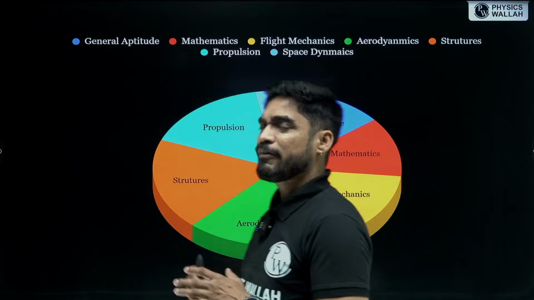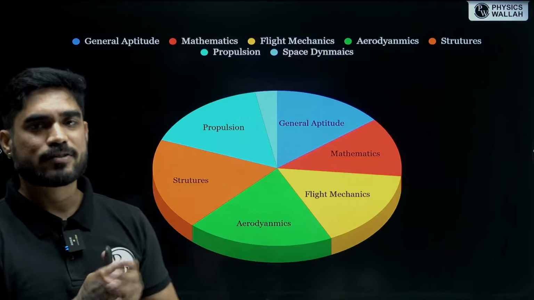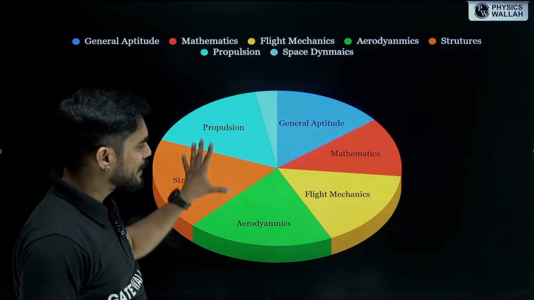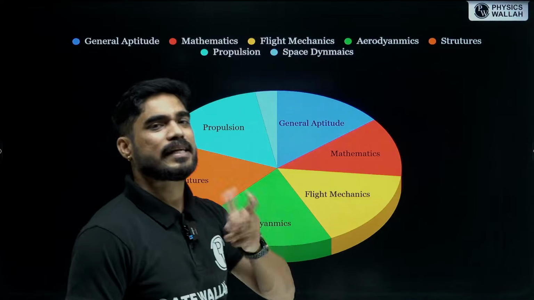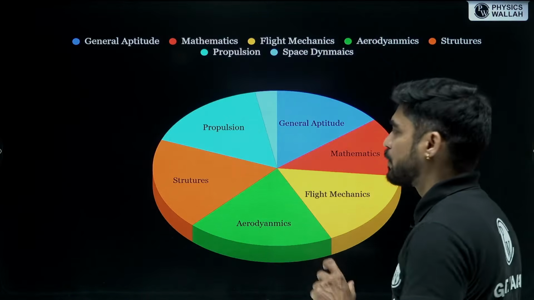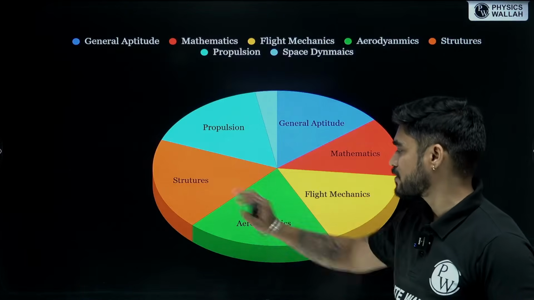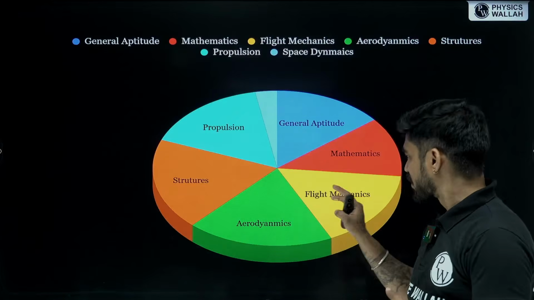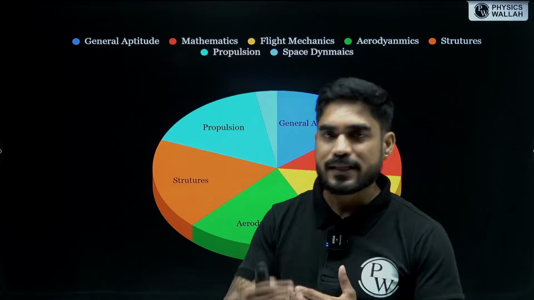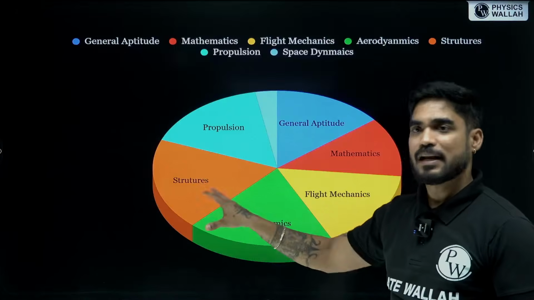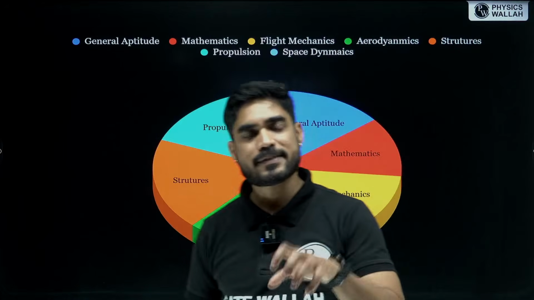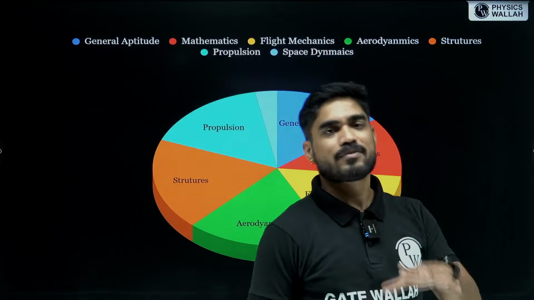If we talk about the entire syllabus of GATE Aerospace, apart from space dynamics, all the other sections contain almost equal weightage. But out of these four, the ones that are easy to prepare and very important are structures and aerodynamics. Flight mechanics and propulsion are also equally important, but you should start from either of these. It will help.